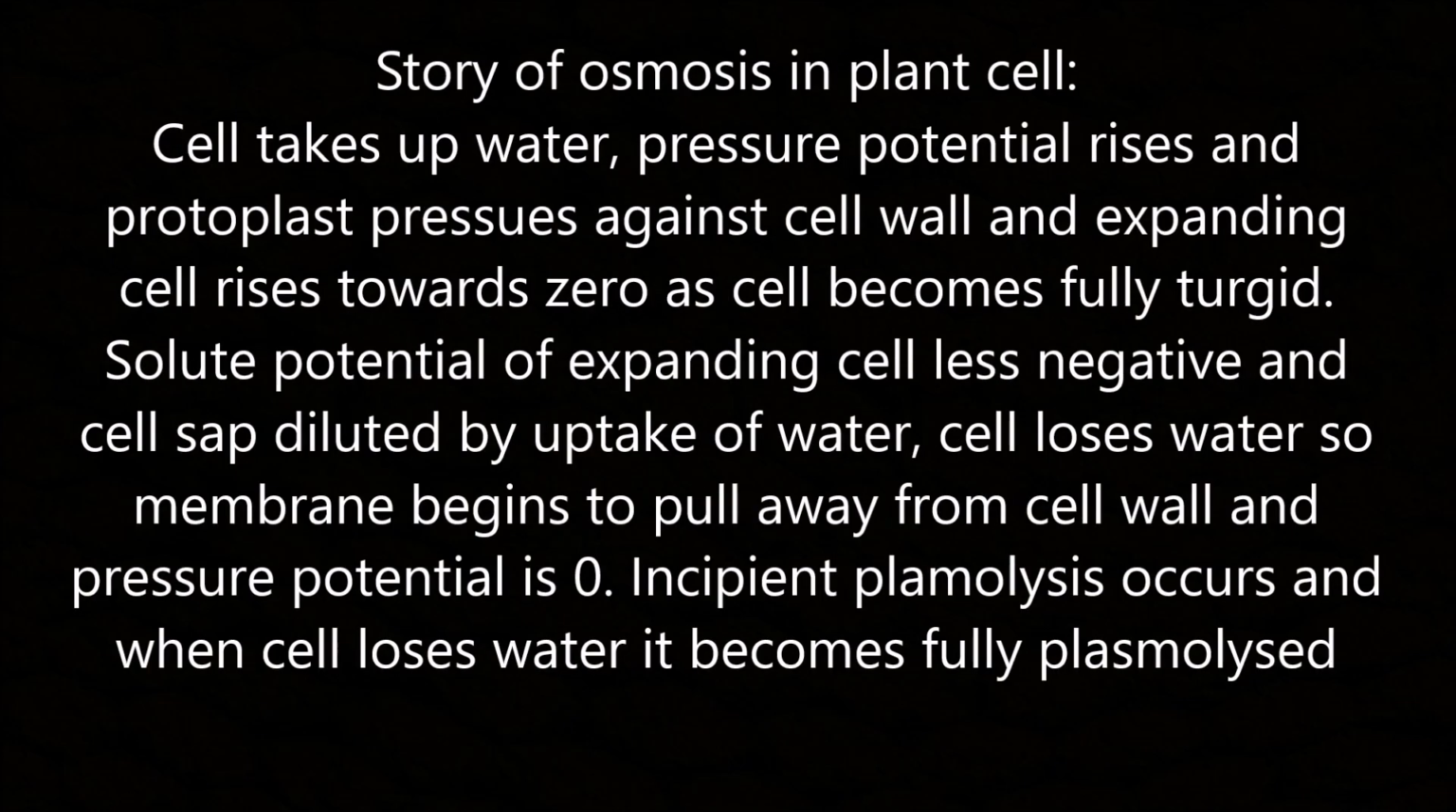The story of osmosis in the plant cell. The cell takes up water, the pressure potential rises, and the protoplast presses against the cell wall, expanding. The pressure potential rises towards zero as the cell becomes fully turgid, but the solute potential of the expanding cell is less negative, and the cell takes up a little less water.